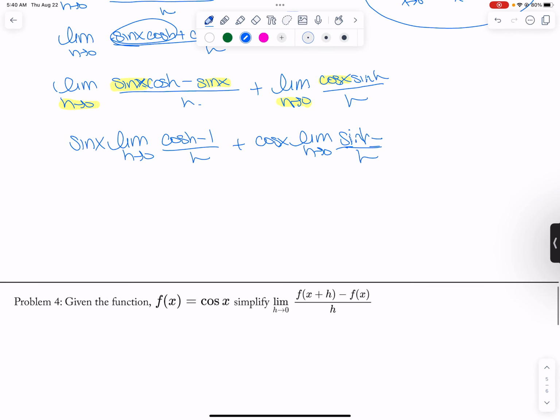And so then this limit is 1. This limit is 0. So then overall I get cosine of x.